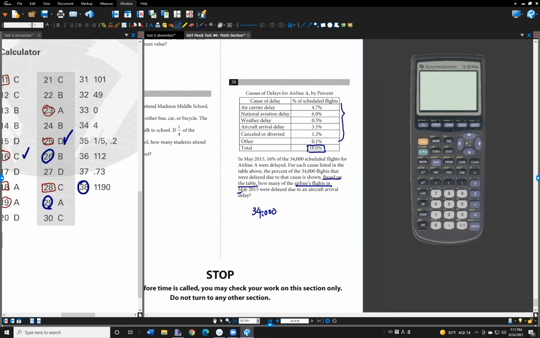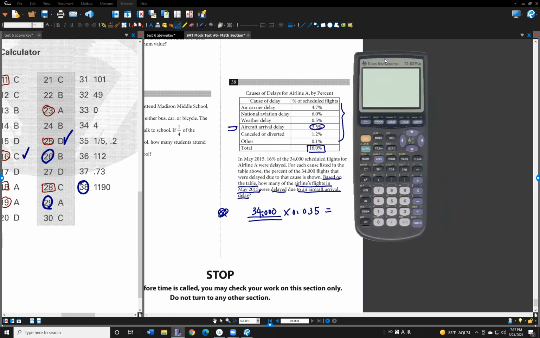How many airline flights in 2015 were delayed due to aircraft arrival delays? Where the aircraft arrived? This one. 3.5%. This is the flight number times 0.035. That is 3.5%. That is the number of flights delayed by the cause, aircraft arrival delay. It's okay? All right, now let's find. 34,000 times 0.035. Yeah, 1190. That's correct, exact number. 1190 flights will be delayed by this cause, aircraft arrival delay. Okay, that is number 38.